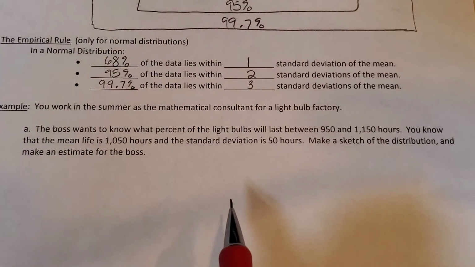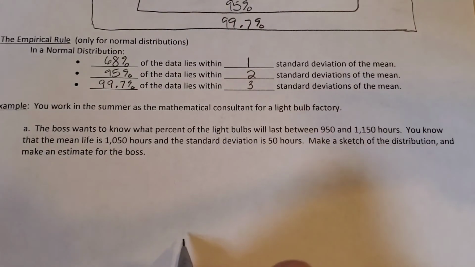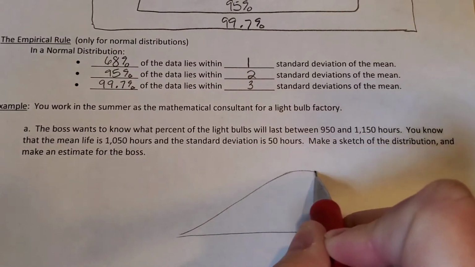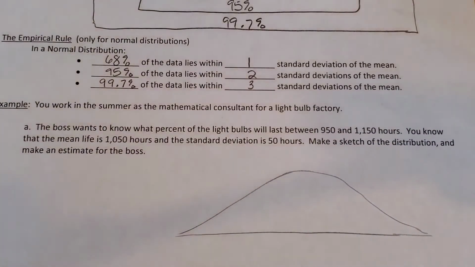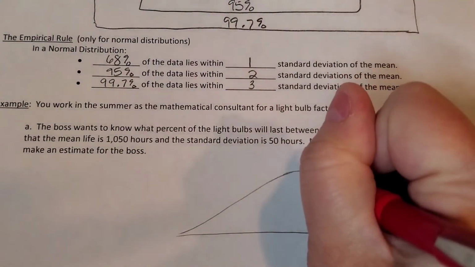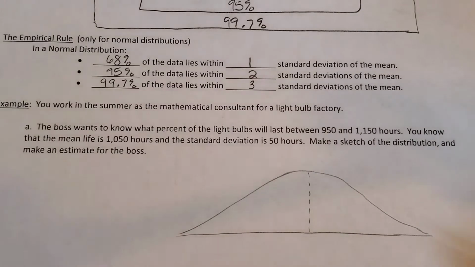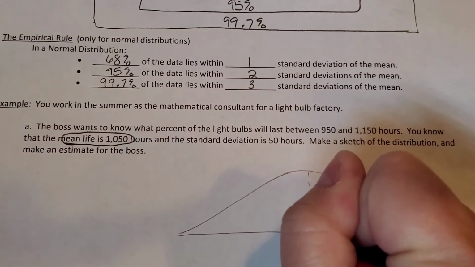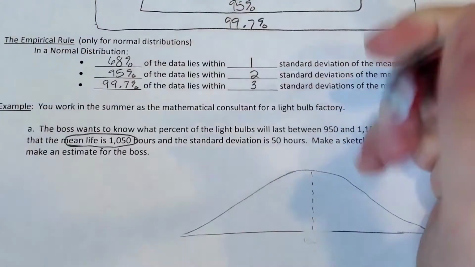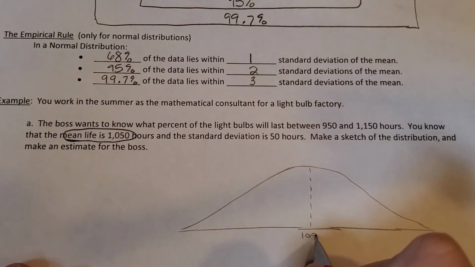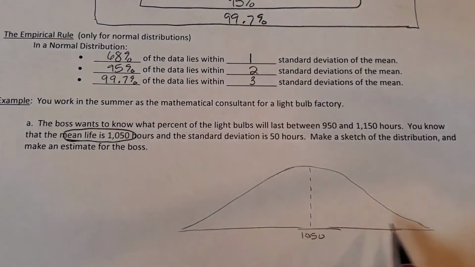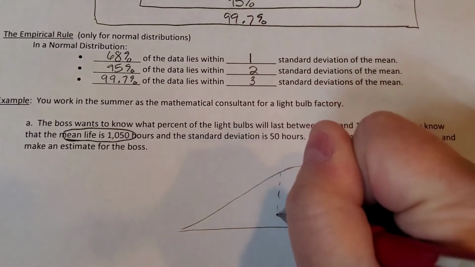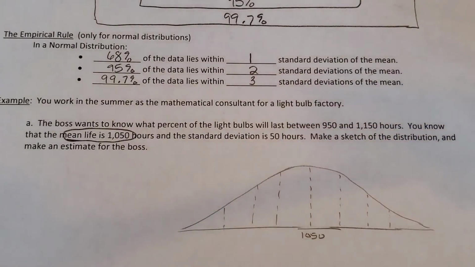So we know it's normally distributed. And so if we draw the sketch, we know it's going to be a bell-shaped curve. Again, assume I can draw them nice. We know down the center is where our mean goes. We know the mean is 1,050, so that goes in the center. We know that we're going to add 1, 2, and 3 standard deviations above the mean. We know we're going to subtract 1, 2, and 3 standard deviations below the mean.